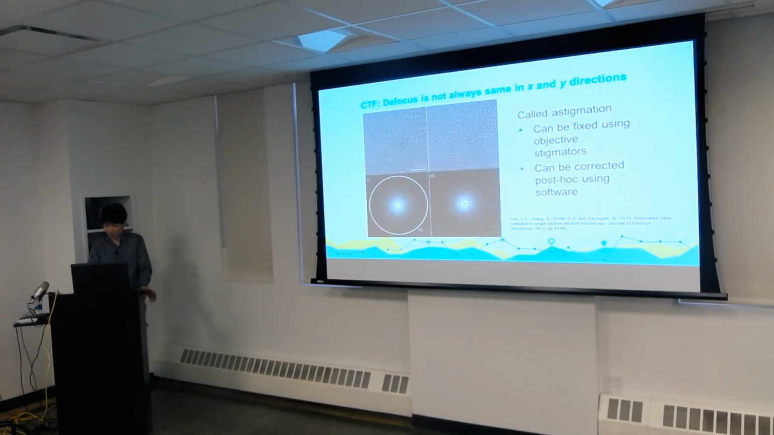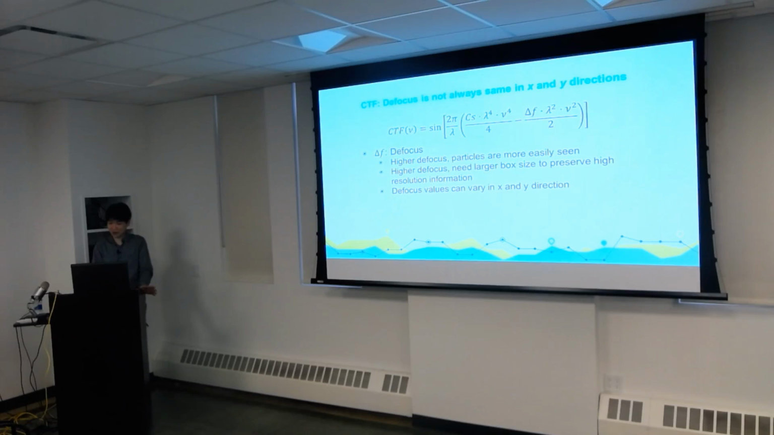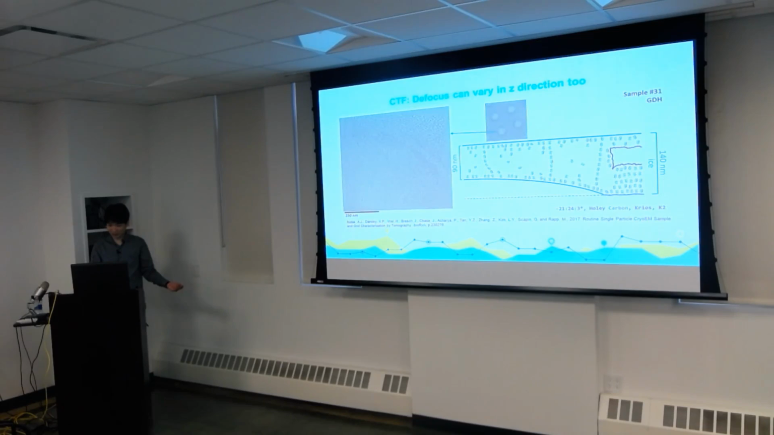So defocus values can vary in the x and y direction. And given that it can vary in the x and y direction, it can also vary in the z direction. This is a tomogram of a single particle sample, GDH frozen on a grid, and these are individual particles. So what you see is a tomogram, slicing through the volume. You can see the individual dots here. They represent GDH. So I'll play it through.